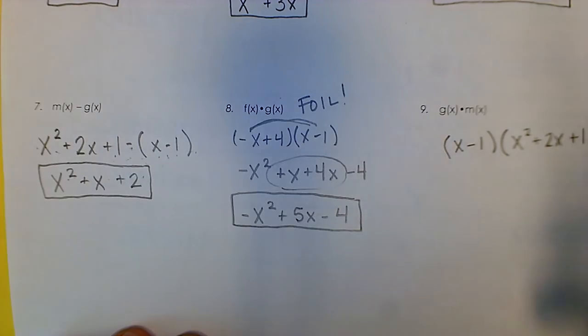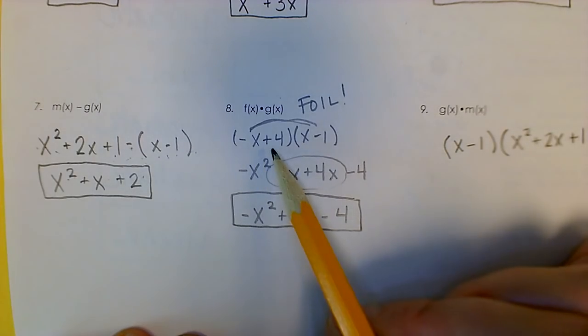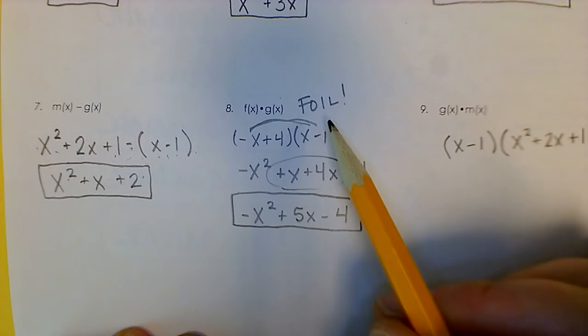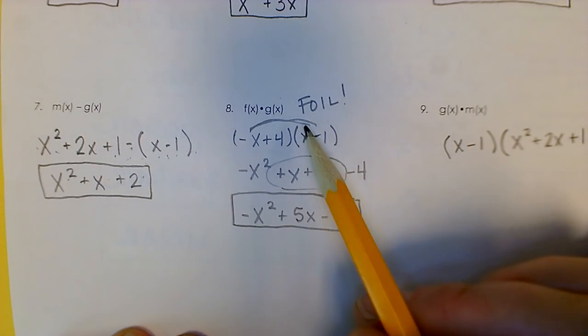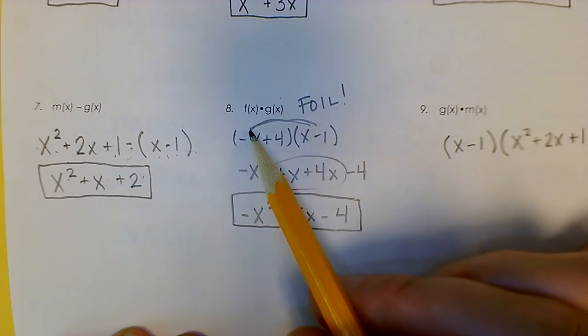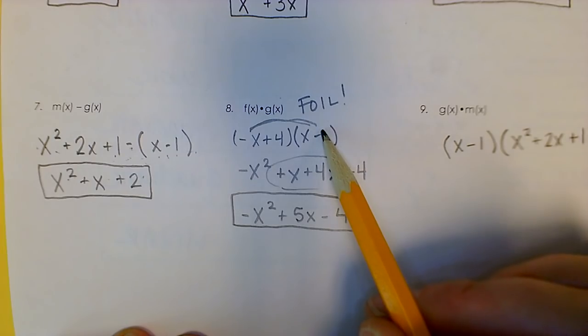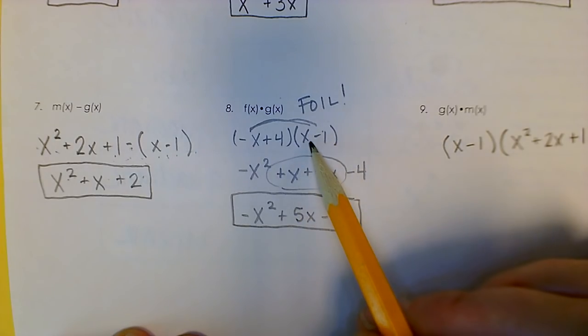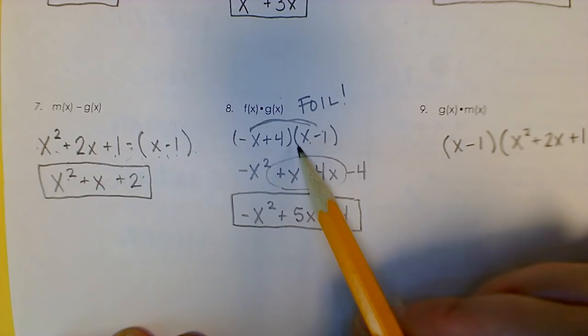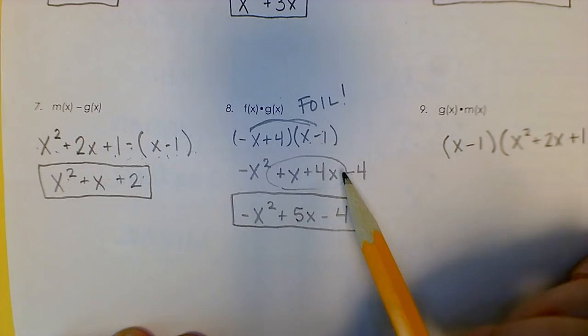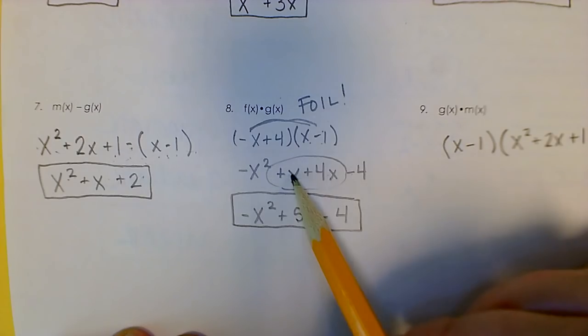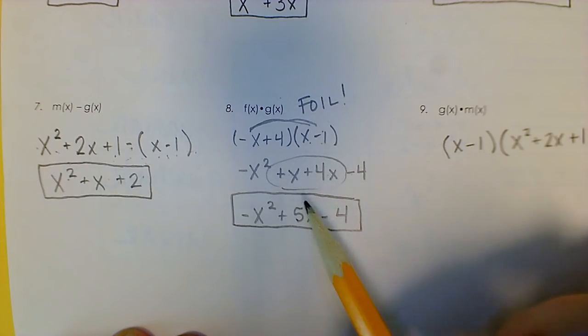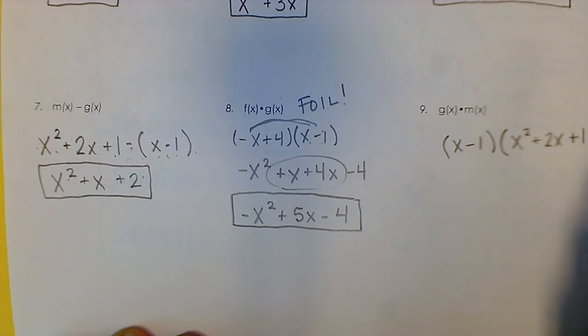Okay? Number 8, we're multiplying. f of x times g of x. So f of x is here, times g of x. You got to FOIL, don't forget to FOIL. First, negative x squared, outer is positive x, inner positive 4x, and last is negative 4. If you look here, you still have terms you can combine, so go ahead and combine them and you should get negative x squared plus 5x minus 4.